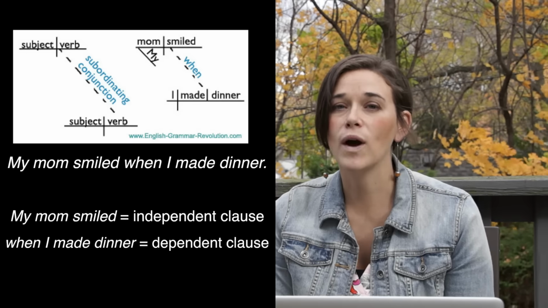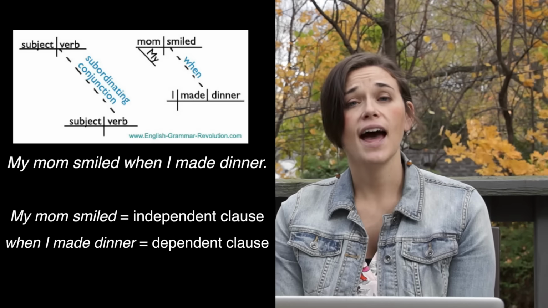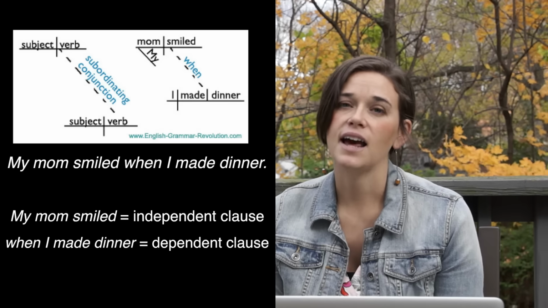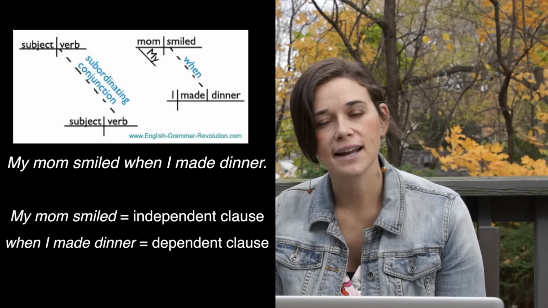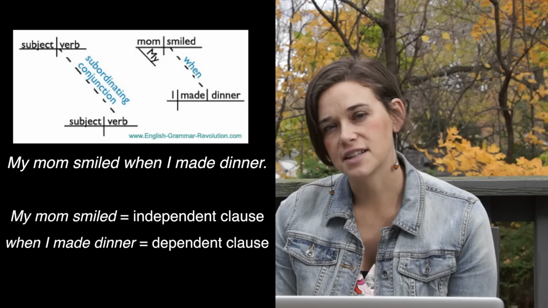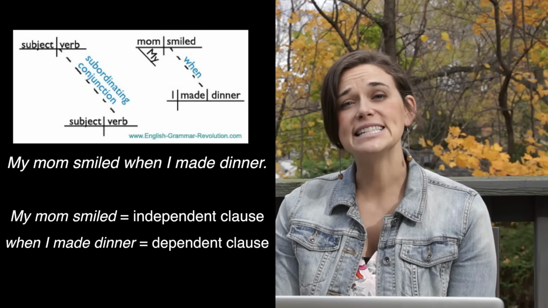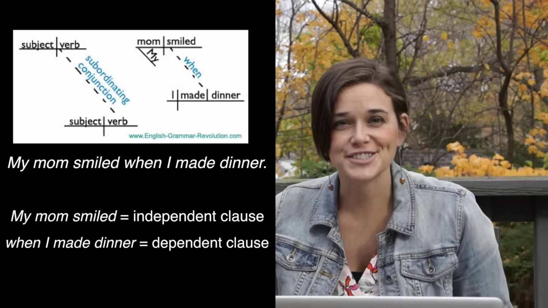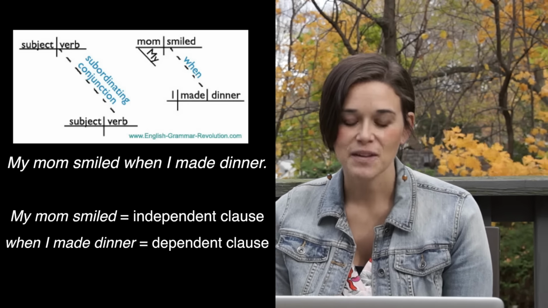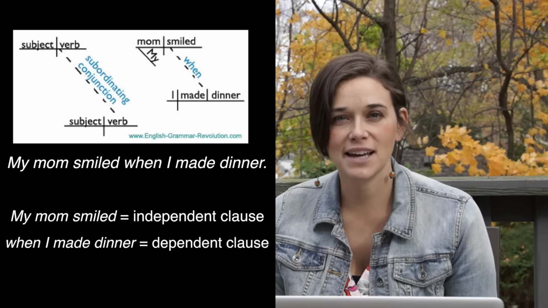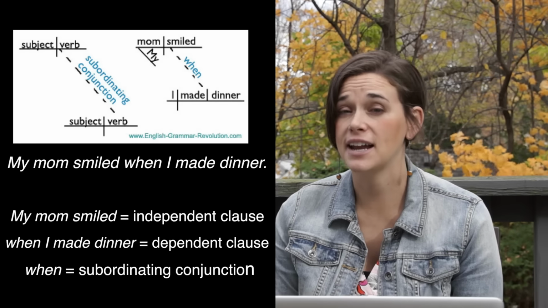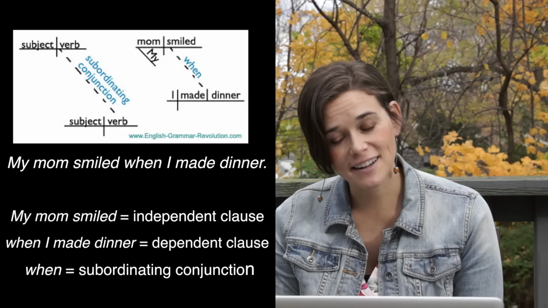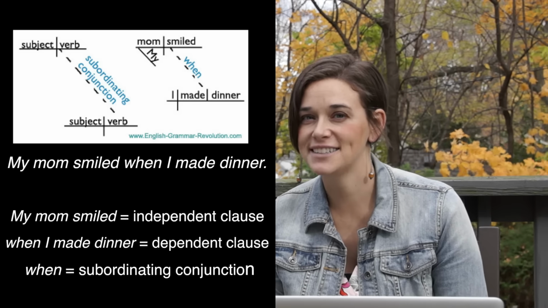Then we have when I made dinner, and that is another clause. It has a subject, I, and it has a verb, made, but it cannot stand alone as a complete thought. So that is a dependent clause, and it needs to be connected to an independent clause, like it is in this sentence. So my mom smiled when I made dinner is a sentence with an independent clause, my mom smiled, and a dependent adverb clause, when I made dinner.